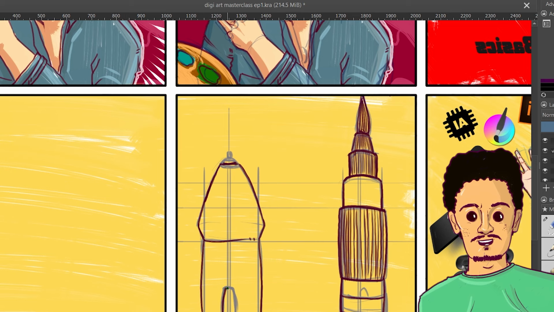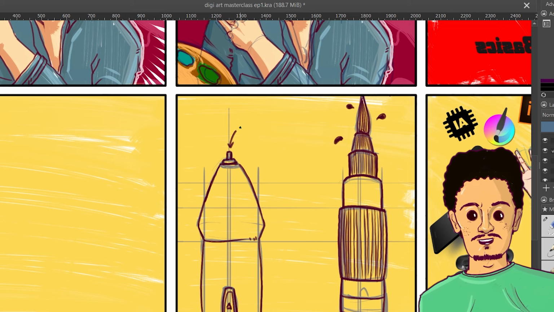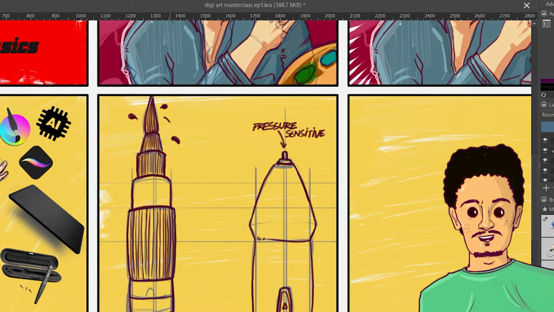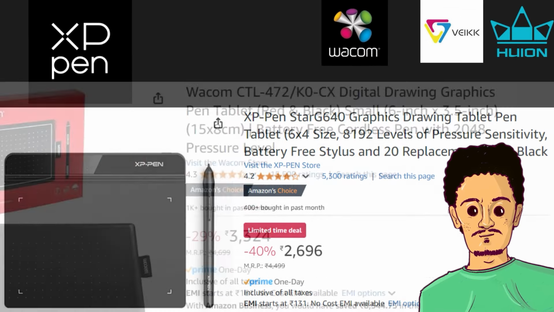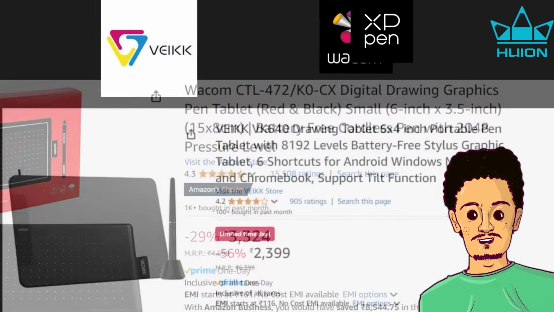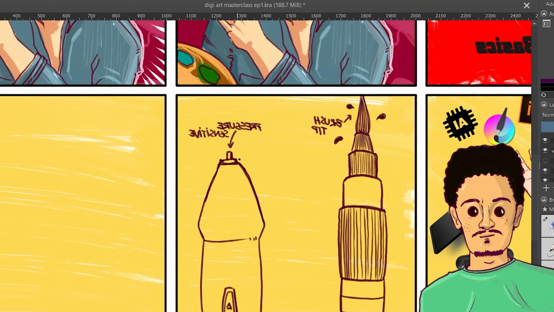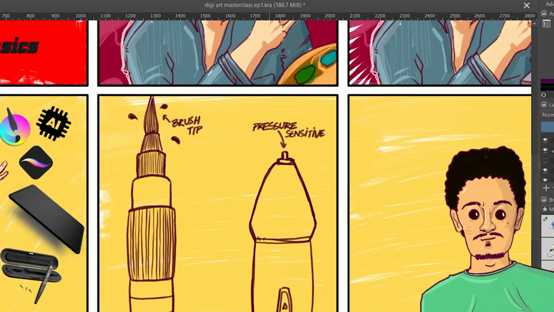The minimum recommended budget, I would say, is around 3,000 to 4,500 for a 6 inch tablet, and at this price point you will find good tablets from well-known brands such as Huion, XP Pen, Wacom, and Veikk. During the sales and limited time deals, prices of these tablets can go as low as 2,200 or 2,500. So you can rest assured that you are going to get a good deal on them.